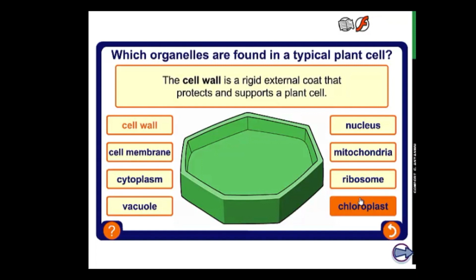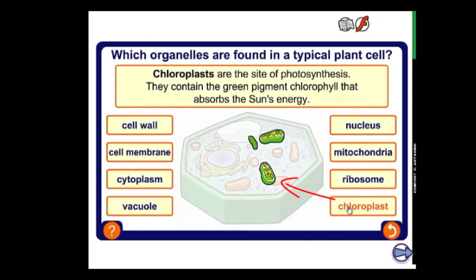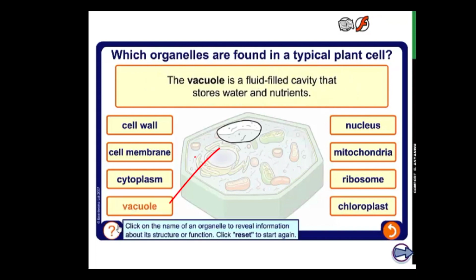described in the animal cell. However, the chloroplast is the site for photosynthesis because it contains the green pigment chlorophyll, and that is what absorbs the sun's energy during photosynthesis. And finally, the vacuole. This vacuole is a cavity filled with cell sap that stores water and nutrients. It contains the cell sap, and this supports the cell and makes it turgid.